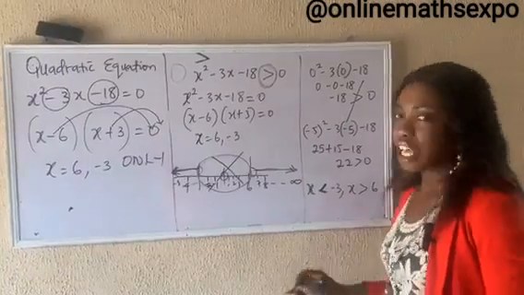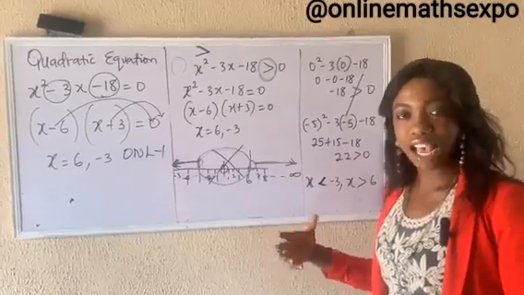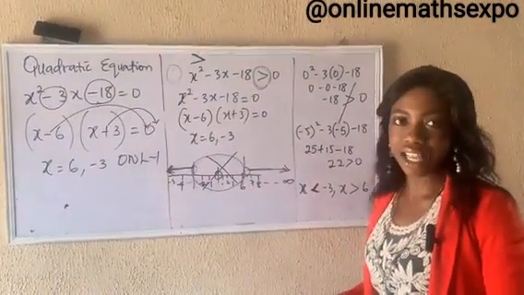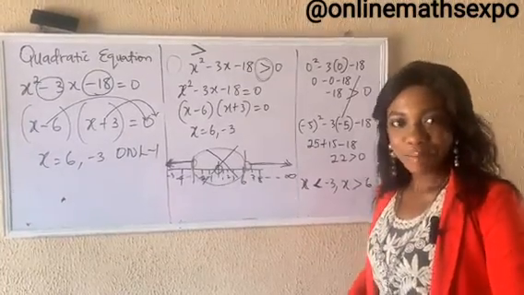That is the solution. Now supposing we want to represent this on a graph, most times students are asked to solve and show our answer graphically. Now how do we show this graphically? Let me pause a little.